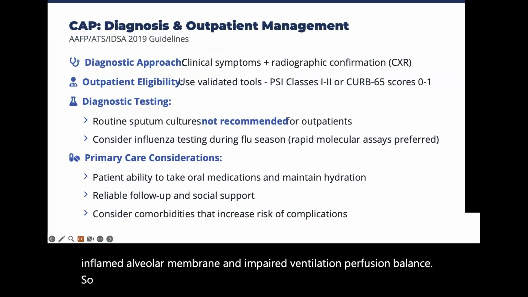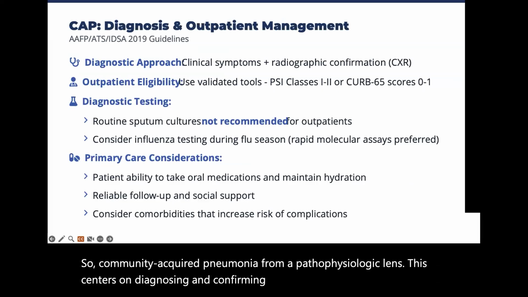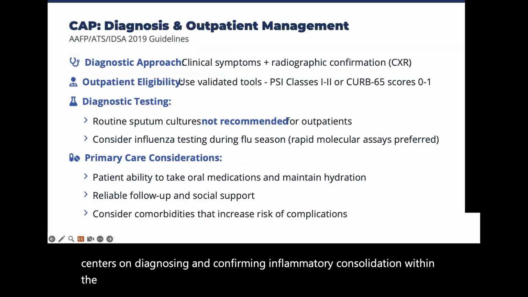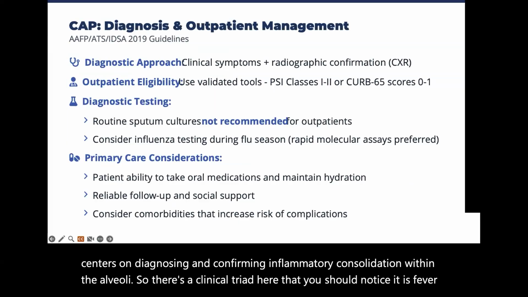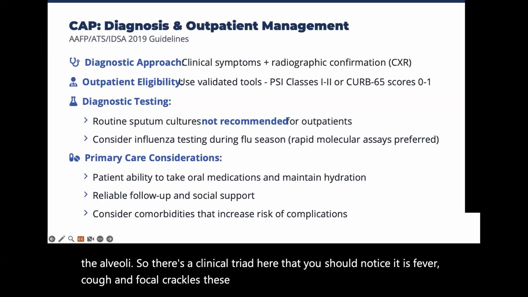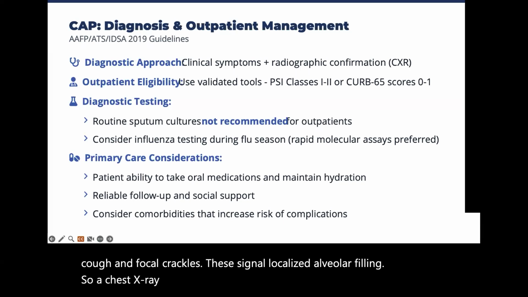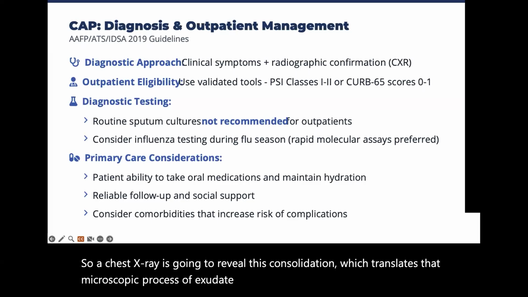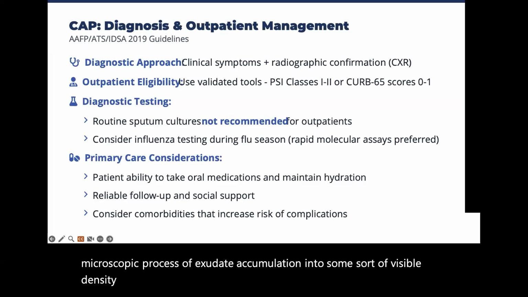So community-acquired pneumonia, from a pathophysiologic lens, centers on diagnosing and confirming inflammatory consolidation within the alveoli. So there's a clinical triad here that you should notice. It is fever, cough, and focal crackles. These signal localized alveolar filling. So a chest X-ray is going to reveal this consolidation, which translates that microscopic process of exudate accumulation into some sort of visible density you can see on the X-ray. That density represents the alveoli filled with inflammatory debris rather than air.